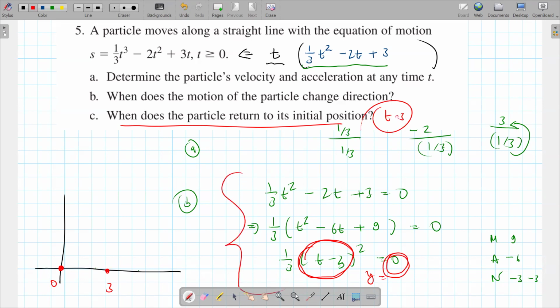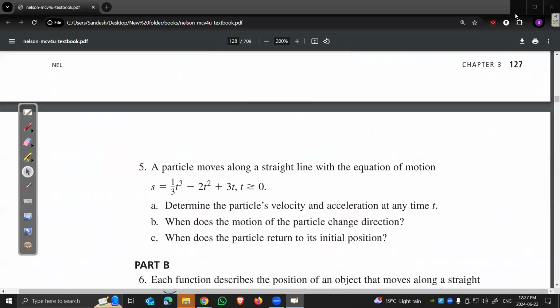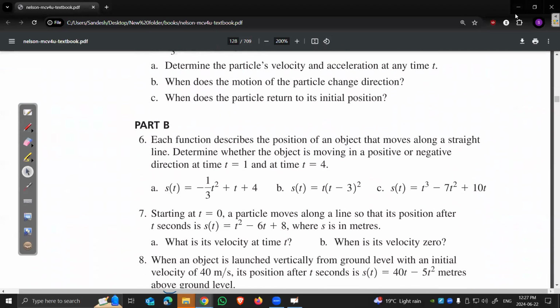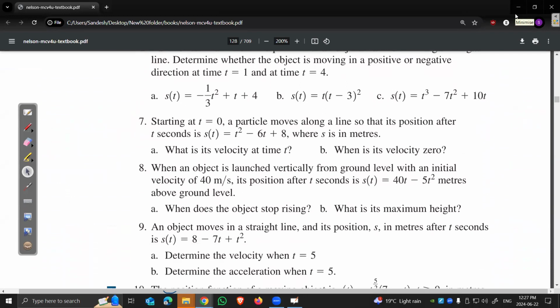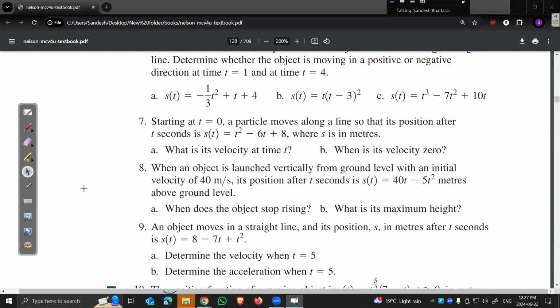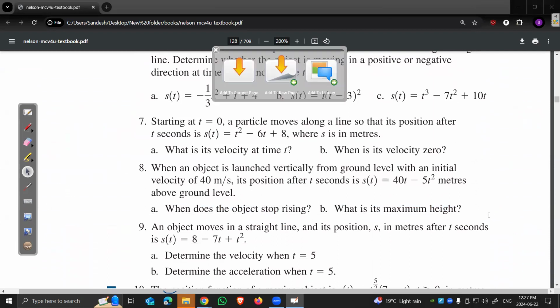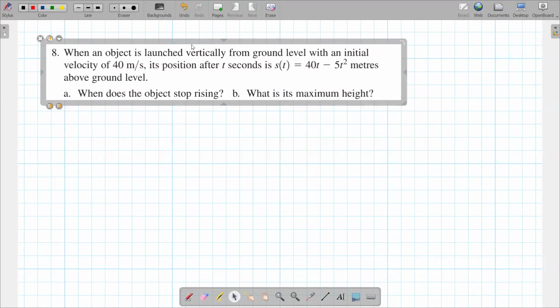Again, nothing too complicated. It's just quadratics, just factoring. All right, I'm starting to get bored. Maybe this one? All right, let's try this one.